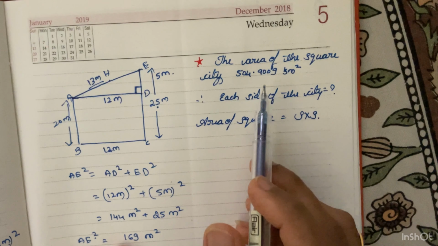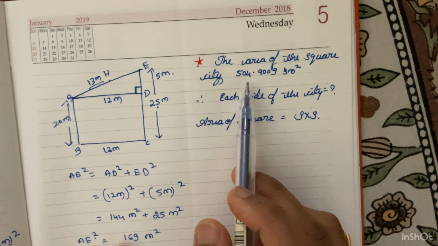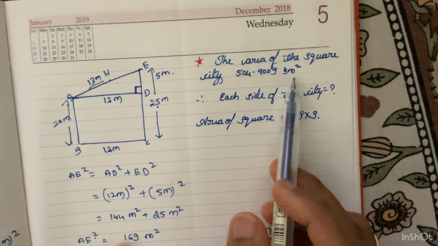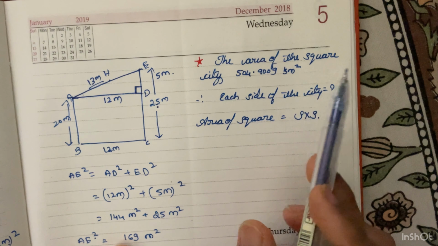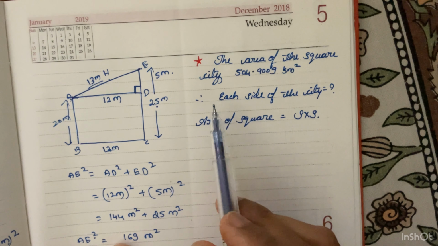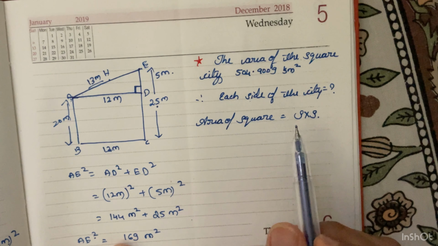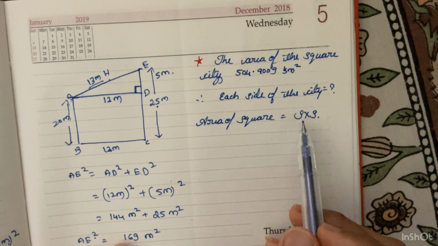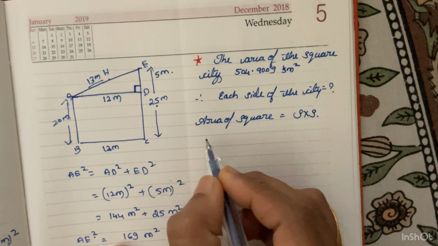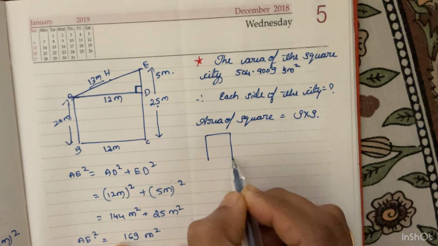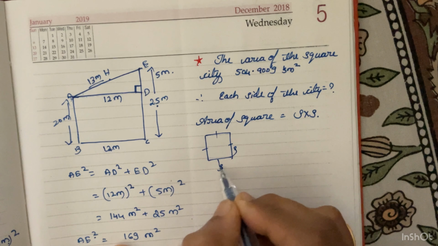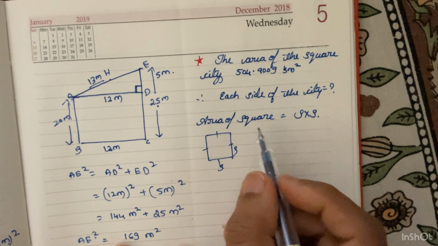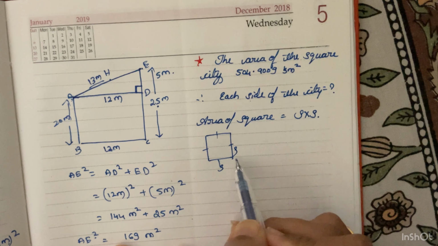Given, I have written the area of the square city as 504.9009 kilometer square. In the question it has been given as square kilometer; I have just written kilometer square here, both are the same. Therefore we need to find each side of the city, and for the area of a square the formula is side into side, since in a square all sides are equal. So from that we can find one side of the square.